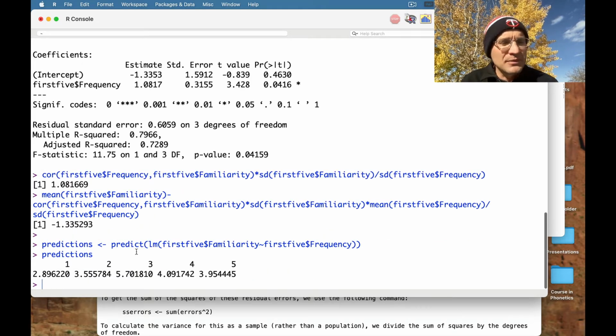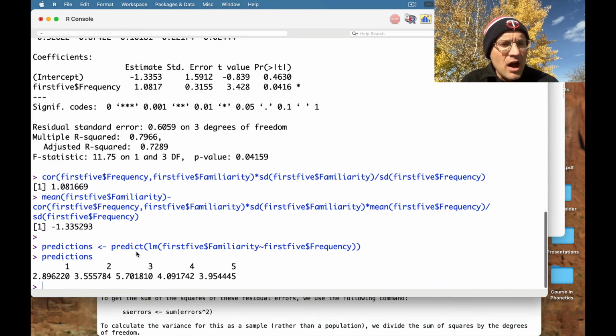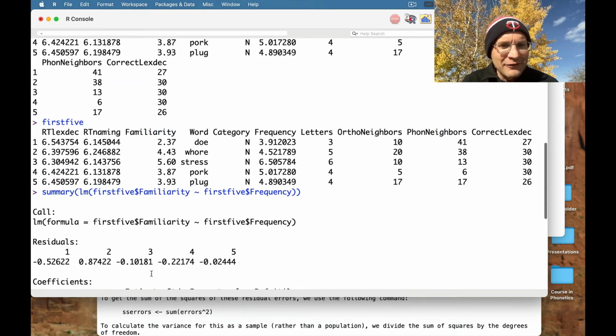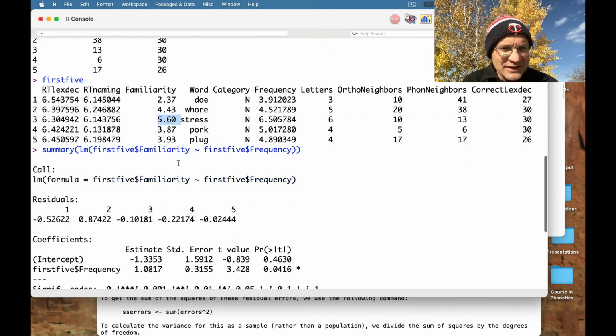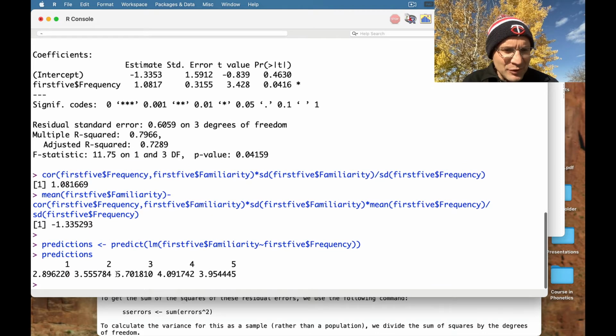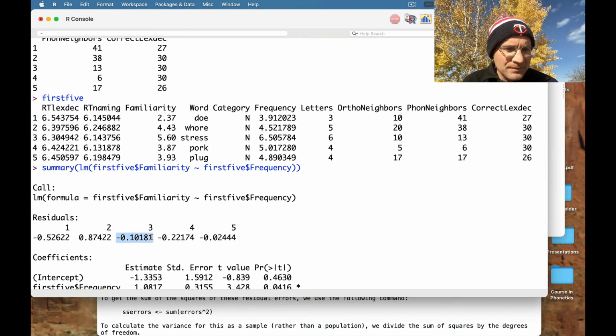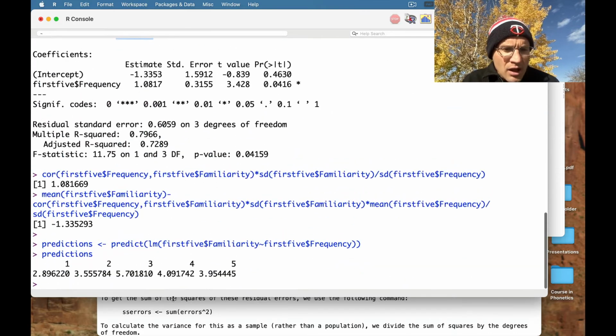We've seen this before, so I'm not going to belabor it again. But basically they're hopefully going to be higher for higher values to begin with. Like stress is supposed to be 5.6. We're predicting 5.7. And as we see here, the difference between those is negative 0.1. So that's our residual error.